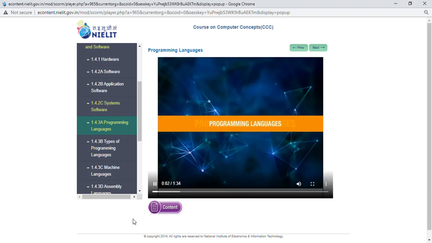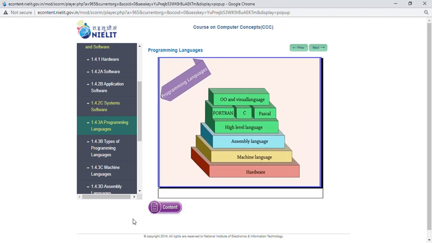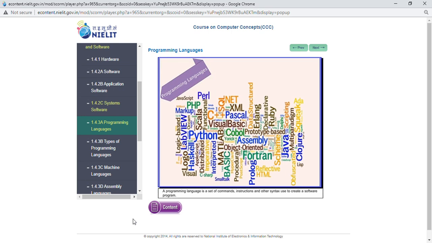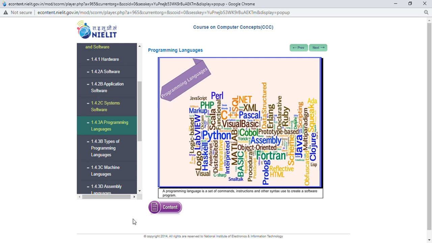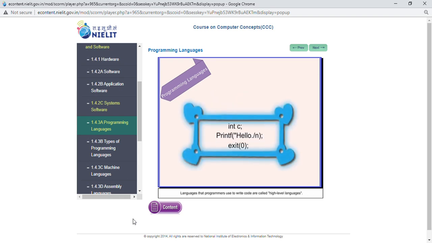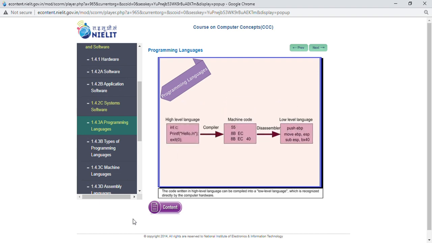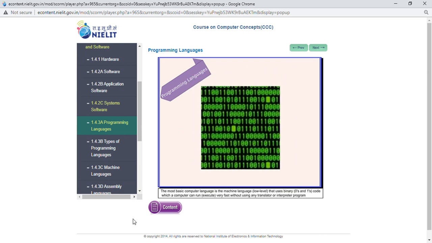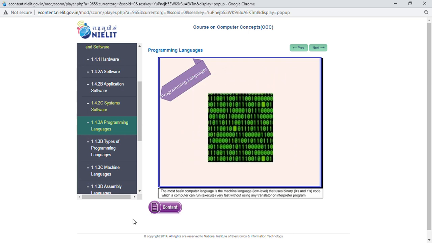Programming languages. A programming language is a set of commands, instructions, and other syntax used to create a software program. Languages that programmers use to write code are called high-level languages. The code written in high-level language can be compiled into a low-level language, which is recognized directly by the computer hardware. The most basic computer language is the machine language, that is low level, that uses binary, that is zeros and ones code, which a computer can run or execute very fast without using any translator or interpreter program.